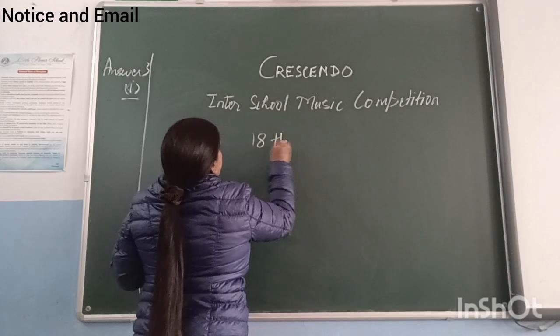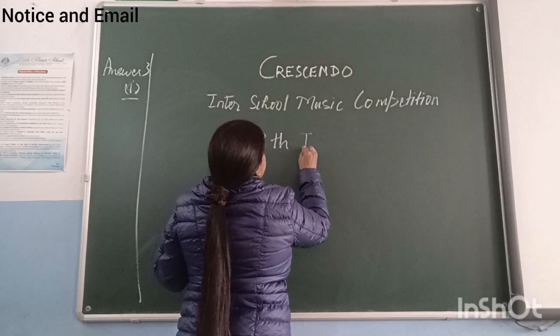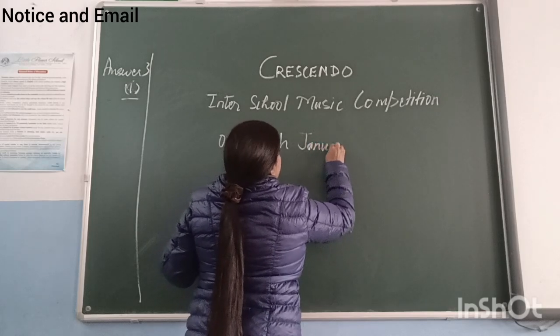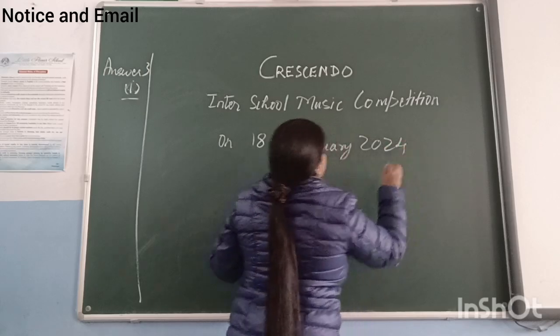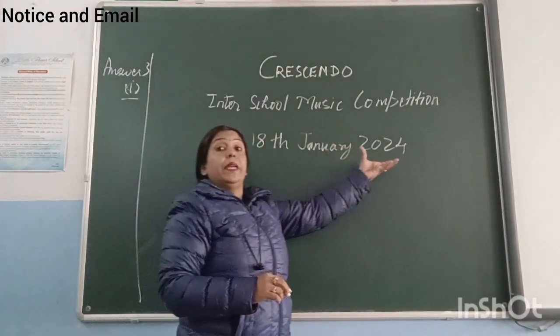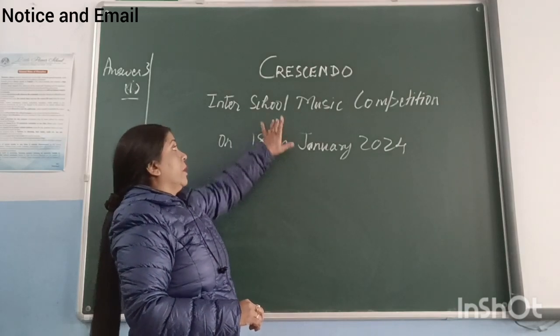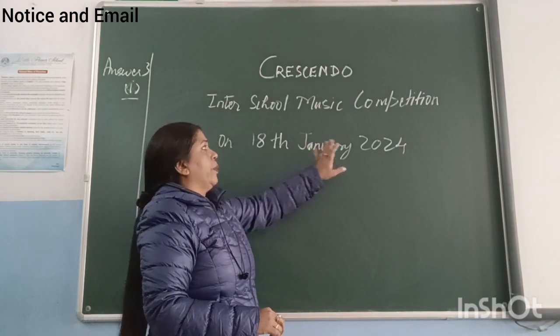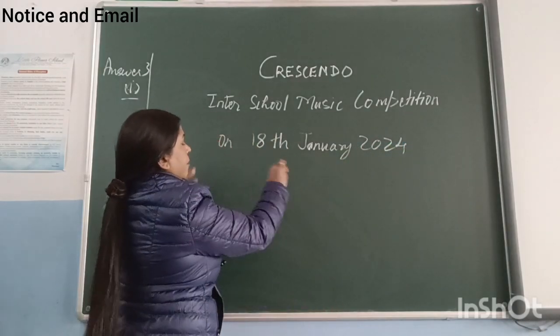18th. Okay, you may write on 18th, January with a capital J, 2024. Now see that it is complete. 18th should be written down, not hanging here. January with a capital J, 2024. Okay, it should be complete.